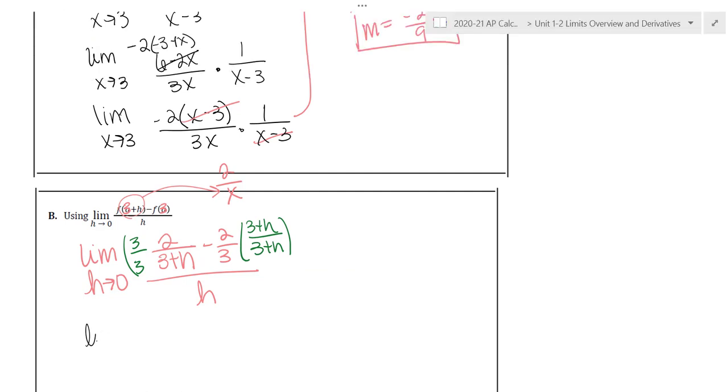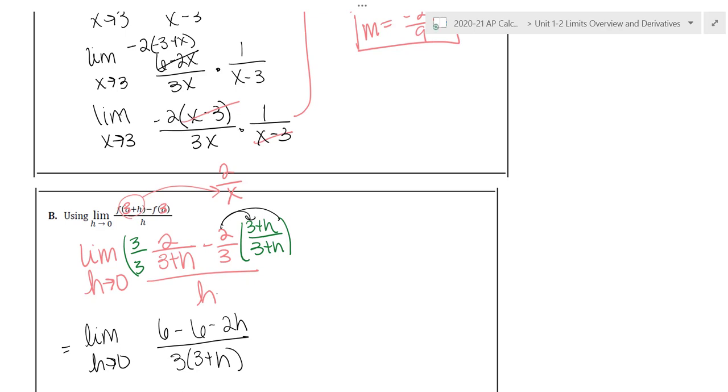Once I do that, I get the limit as h approaches 0. I'm going to say equals to show that this is continuous. We keep on working through. And this is going to be 6 minus, distribute that, 6 minus 2h over 3 times 3 plus h, and I'm just going to leave that there.